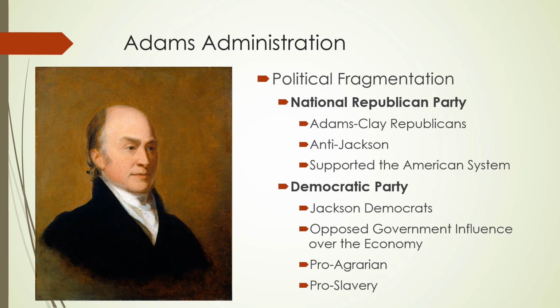All right, Jackson's followers start referring to themselves as Jackson Democrats, and so this is considered the birth of the Democratic Party. Okay, the party we know today as the Democratic Party, this is the beginning of it, right? So we now have Republicans and Democrats, just not the same way we think of it today, all right? The National Republicans and the Democratic Party. Basically, the Democrats at this time under Jackson, they opposed government influence over the economy, especially the National Bank. They didn't like the National Bank. We'll see more about that later.